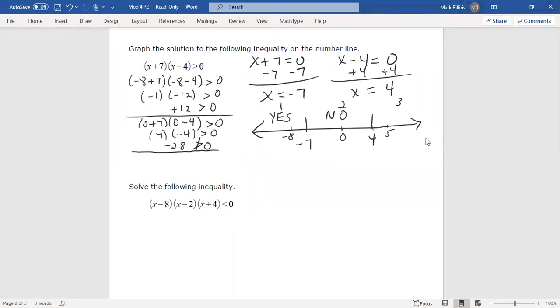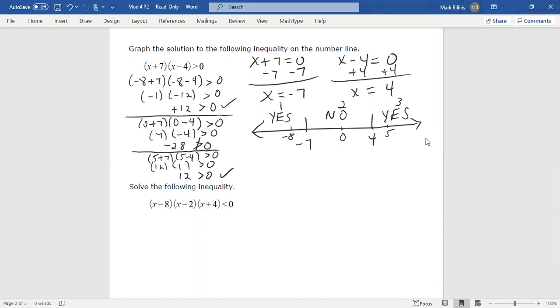Then I choose a point to the right of 4. In this case, 5. So when I plug 5 into my inequality for x, I get 5 plus 7 and 5 minus 4. 5 plus 7 is 12. 5 minus 4 is 1. And 12 times 1 is 12. And 12 is greater than 0. So it does work for numbers in this region.